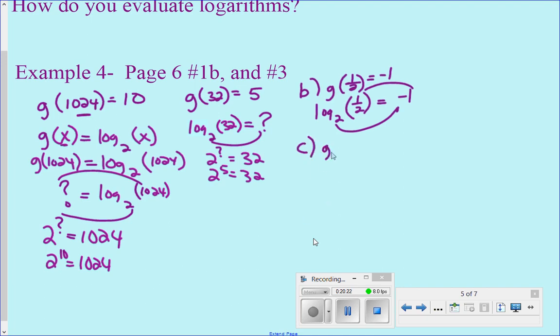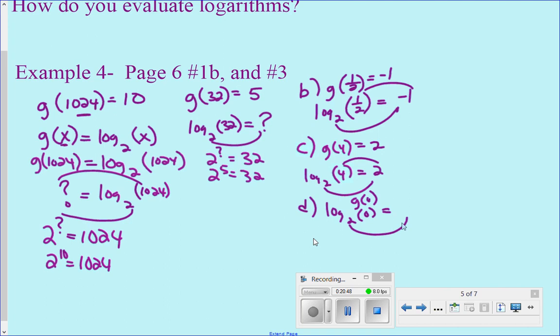C, G of 4, same idea, log base 2 of 4. Well, 2 squared equals 4, so log base 2 of 4 equals 2. D, I want G of 0. So log base 2 of 0 is equal to, well, 2 to what power gives me 0? I can't take 2 to a power to get 0, so G of 0 is undefined.